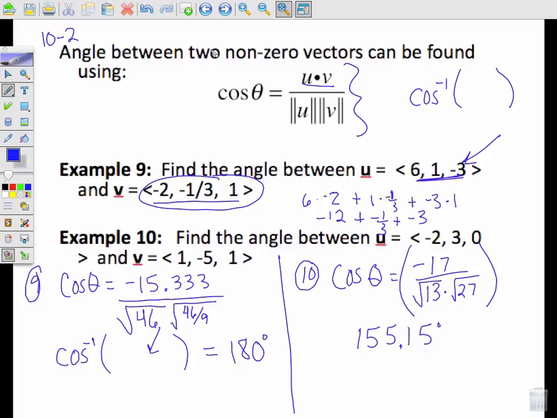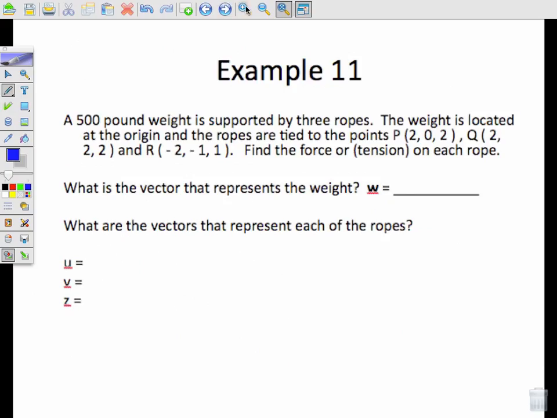Last thing that we're going to look at is an application problem. We have a 500-pound weight supported by 3 ropes. If we can imagine this, we've got 3 ropes and a weight being supported. The weight is located at the origin. So here's my origin, and the points are P, Q, and R as follows: 2, 0, 2; 2, 2, 2; negative 2, negative 1, 1.